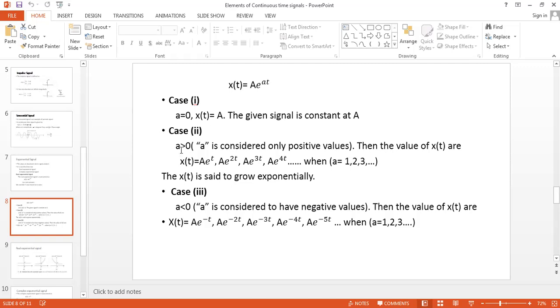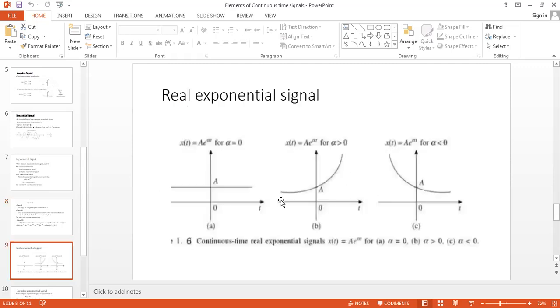If a is greater than 0, then we consider only positive values, and the signal will exponentially grow. If a is less than 0, then we have negative values, and the value will exponentially decrease. I'll show you. This is a equal to 0, this is a greater than 0, and this is a less than 0. It is exponentially increasing, and exponentially decreasing.